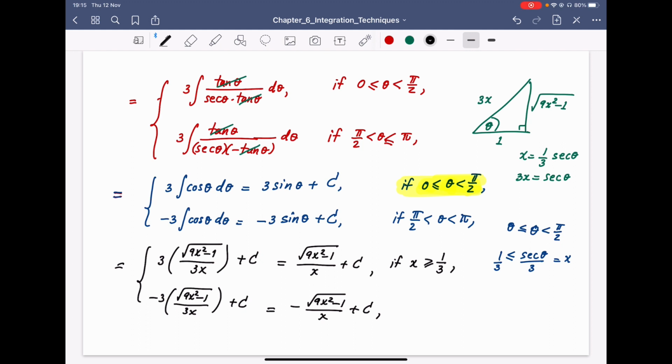And then on the second function here, it is going to be defined when theta is between pi over 2 and pi, right? So this means sec of pi over 2 is infinity. And what is sec pi? Sec pi is going to be -1. So we're just going to look at one side. That means sec theta is less than or equal to -1, which means 1/3 of sec theta is less than or equal to -1/3. So that means x is less than or equal to -1/3. So the second case is going to happen when x is less than or equal to -1/3. All right, and this is going to be your answer for this question.